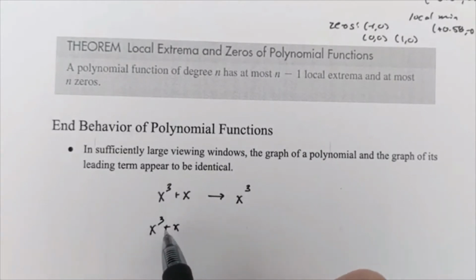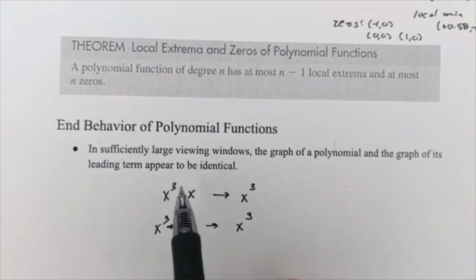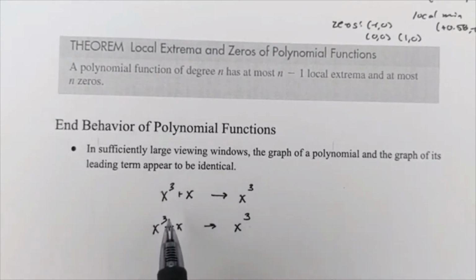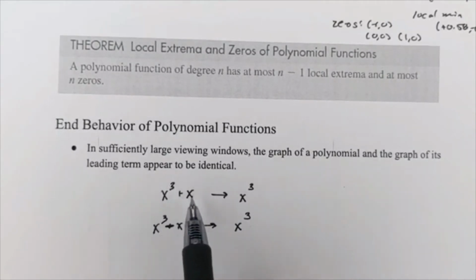If I have x cubed minus x, when x gets really big, it's just the same thing as x cubed. The reason this happens is because of these exponents. When x is small, like 1 or 2, 1 cubed plus 1, this plus 1 makes a big difference.